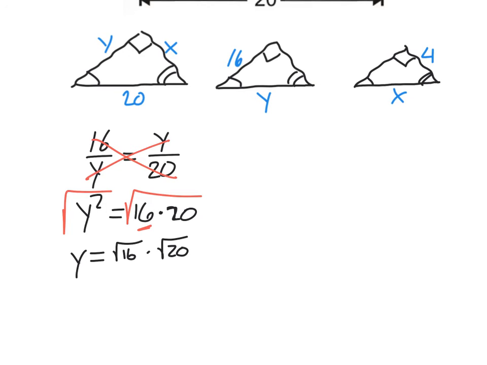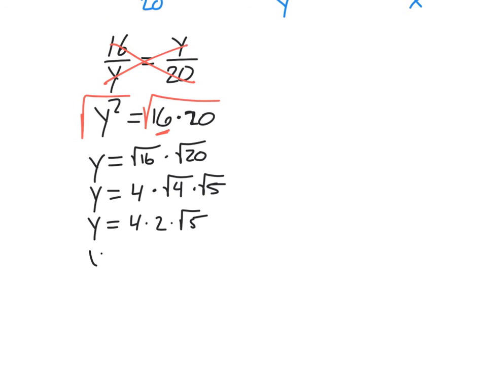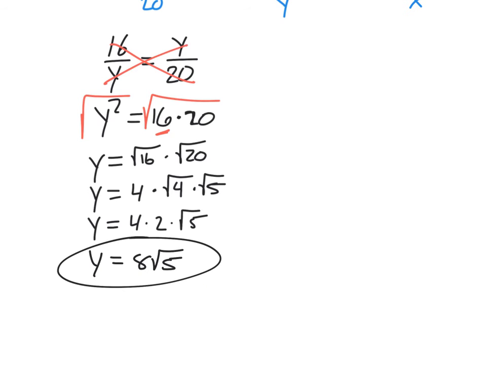All right? So 4 is the biggest perfect square that can come out of 20. So we're going to say y equals 4, that's from the 16, right? Times the square root of 4 times the square root of 5. That's breaking apart the square root of 20. Well, the square root of 4 is 2. So we have y equals 4 times 2 times the square root of 5. And so our answer, y equals 8 square root of 5. That's the answer for y.